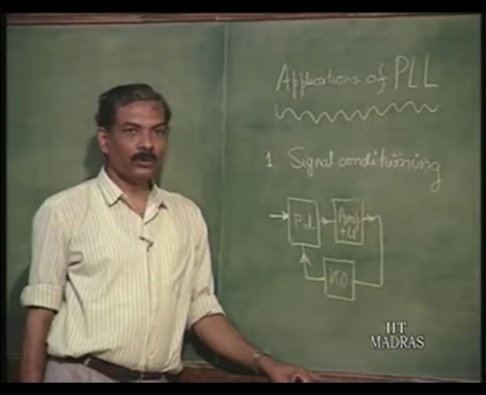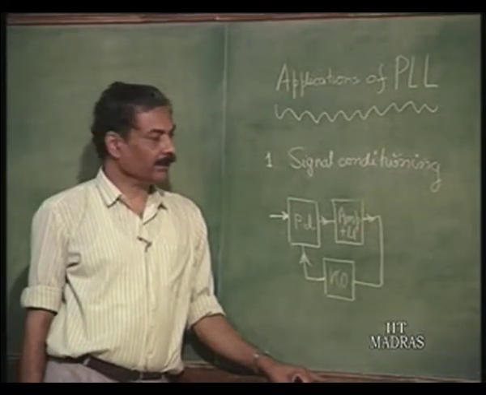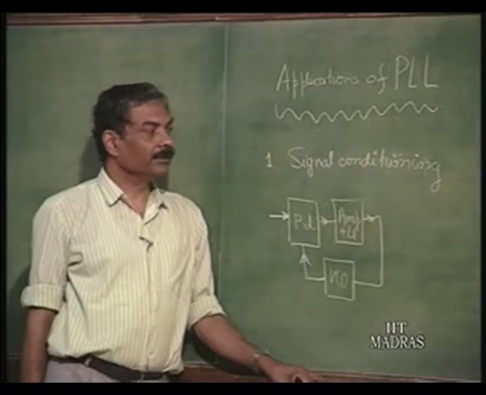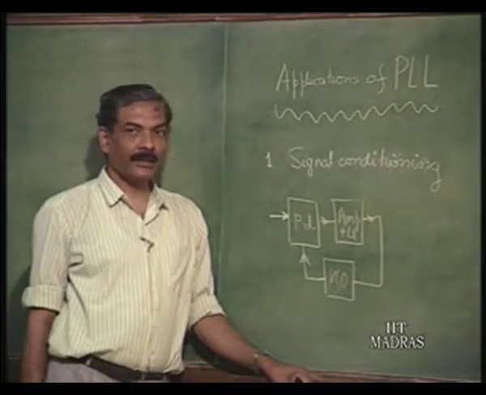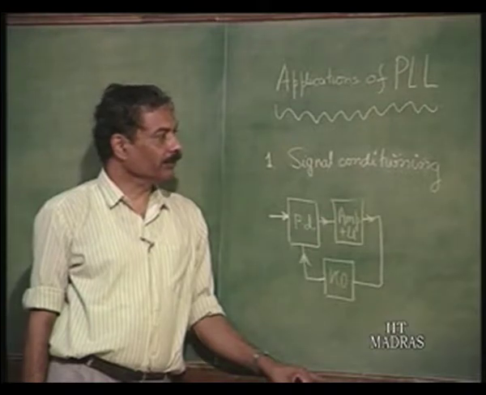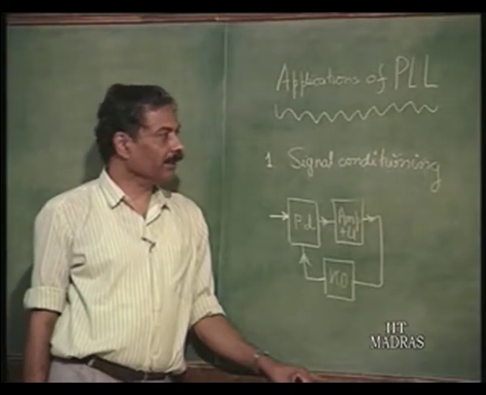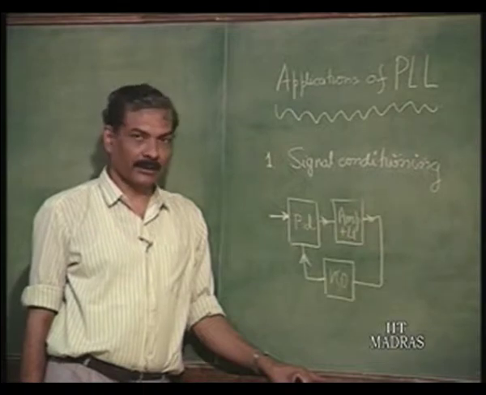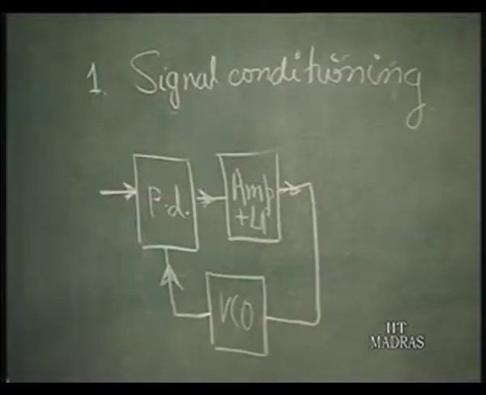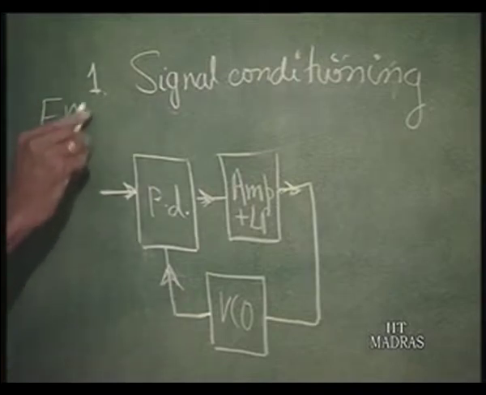Now that we know all about how a PLL functions, we can understand how and where exactly PLL is going to be used. One important application of PLL is what is called signal conditioning. Let us try to understand what it is. Assume that we have the signal, that is FM signal in this case, let us say FM signal, frequency modulation signal, right.